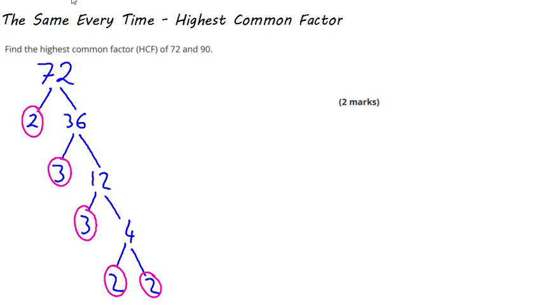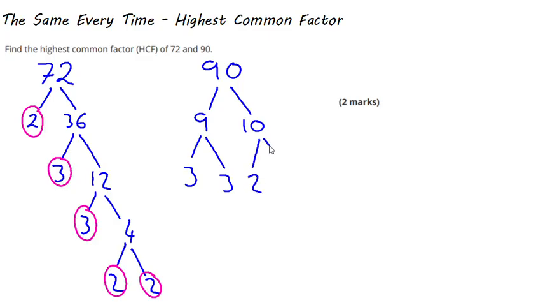Now, I must also do a factor tree for the second number, which was 90. So two numbers that multiply to make 90. I think the most obvious would be 9 times 10. None of those is a prime number, so I'll continue. 9 would be 3 times 3, and 10 I can write as 2 times 5. So prime numbers here, circling them, would be 3 and 3. 2 is a prime number, 5 is a prime number.